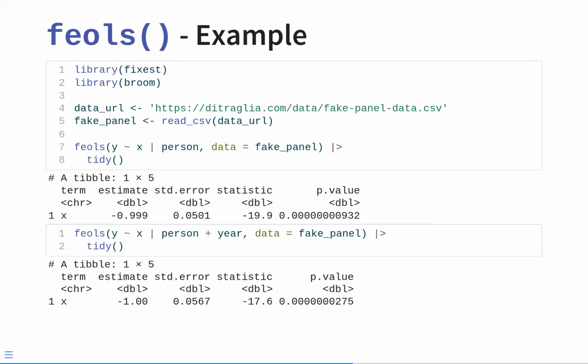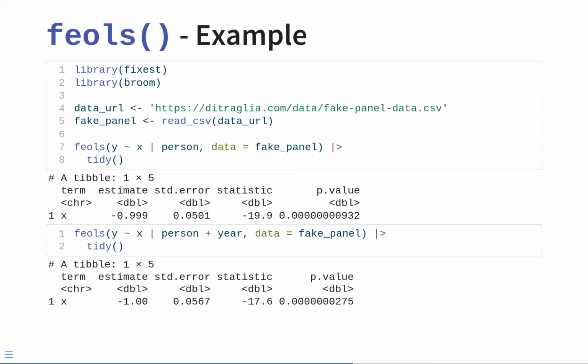Here's a quick example of feols, which plays very nicely with tidy from our favorite package broom. So I'm going to pull in my fake panel data, and I'm going to run a fixed effects regression of y on x with, I'm going to include only person effects. So this is the one-way error components model, and then I will tidy the result. And there you go. You can see that in my simulation, the relationship between x and y was actually -1. And wow, look how statistically significant that is. It's almost as though I simulated it.